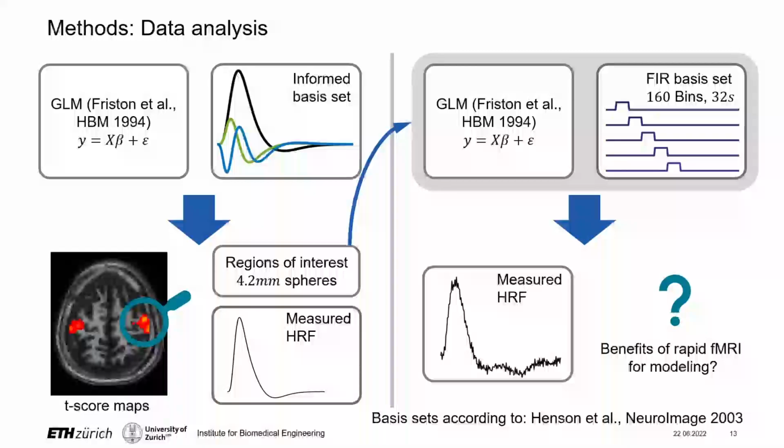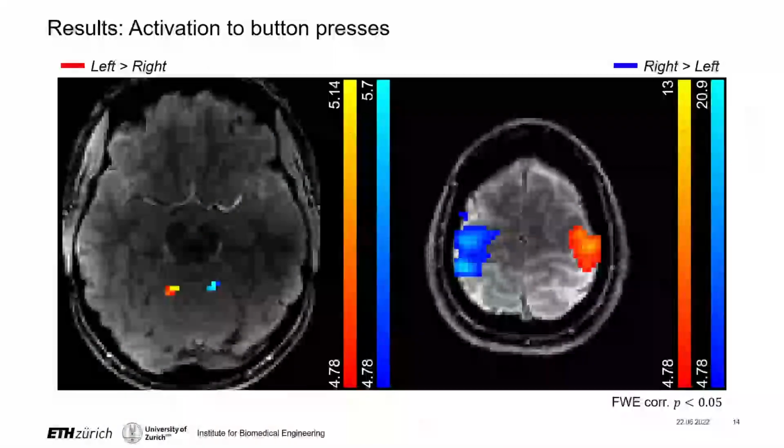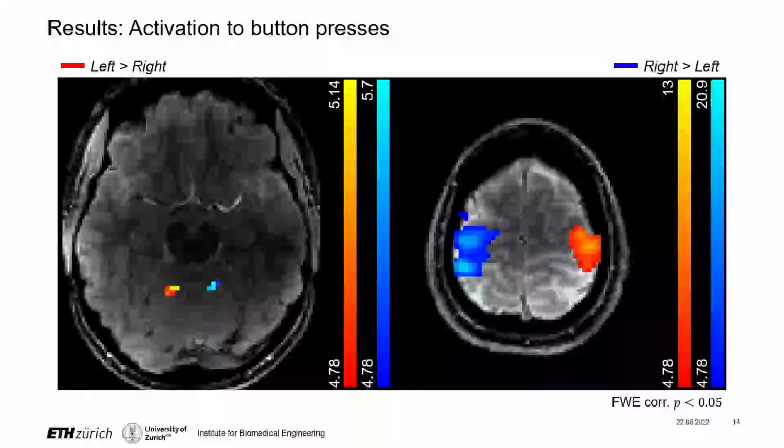However, in those regions of interest, we repeated the same thing and just used a very flexible FIR basis set. Because of the high temporal resolution we have, we could actually use one with 160 bins, so 163 parameters we could use to fit the HRF. We tried to see whether we could spot some benefits of the rapid sampling time that we have. So without further ado, I'm first going to show you some T-score maps, just to convince you a little bit that this produces reasonable activation maps.